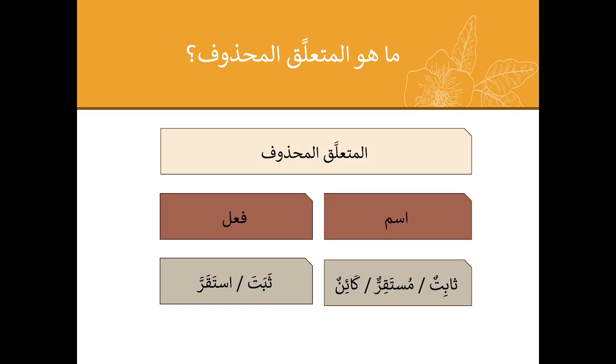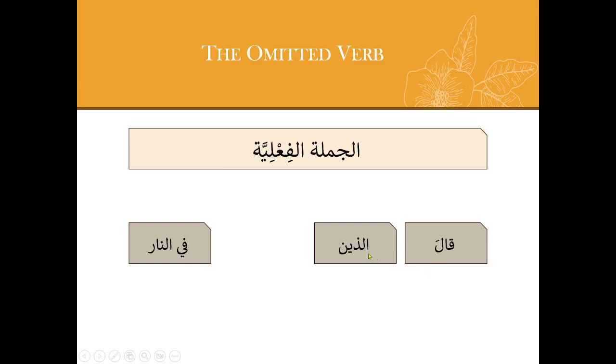So let's look at jumlah fi'liyyah again. قال الذين في النار. We see this often and we think it's complete. What's missing? الذين في النار, those who are in the fire. That's how we would translate in English. It looks perfectly fine, but no. Because remember, when we have a mausul and a sila, the sila is a complete sentence. So this, fin nar, is hanging. That's why they say there is something missing.